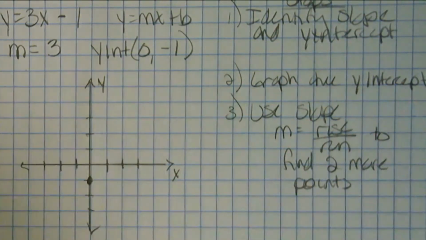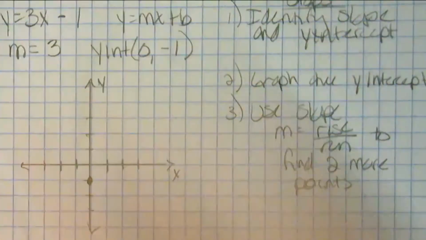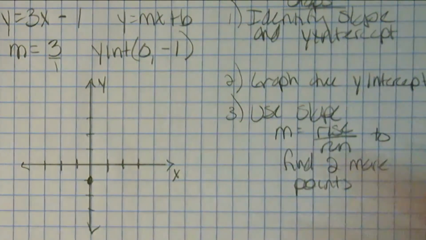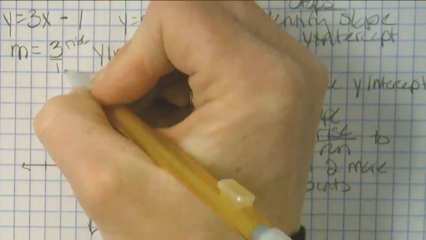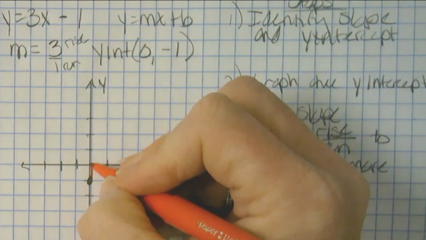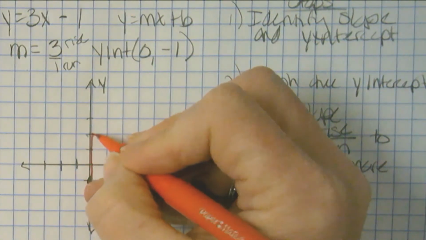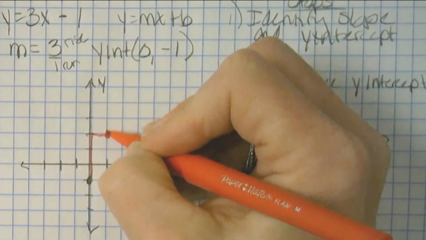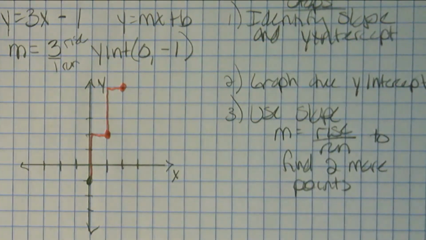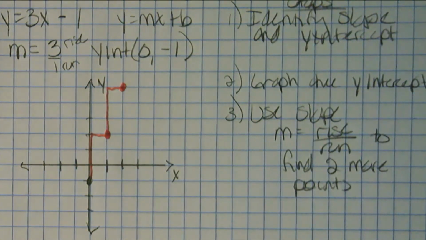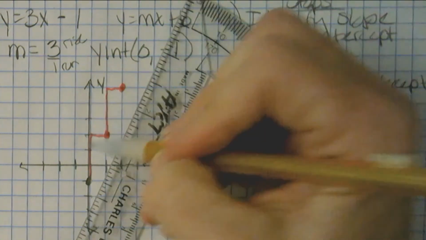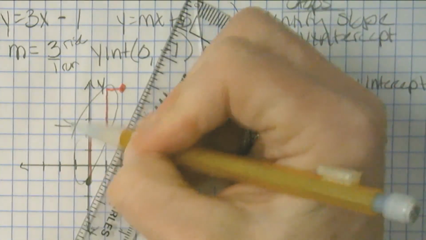So I'm going to do this in a different color so you guys can see this. My slope is 3 over 1. 3 is my rise, 1 is my run. So I'm going to go up 3, 1, 2, 3, to the right 1. I have to see that slope work. So this right here is my slope work. That slope work is required.